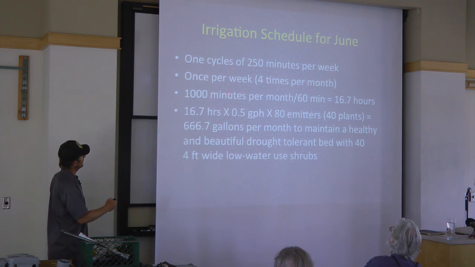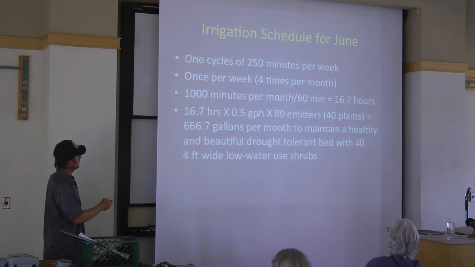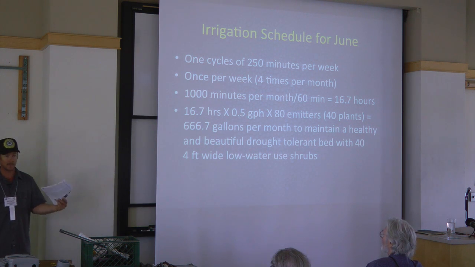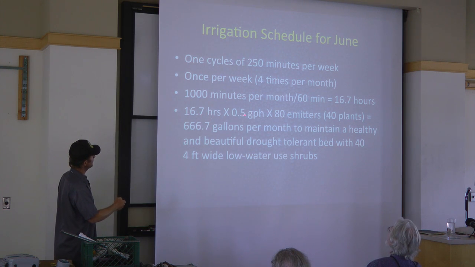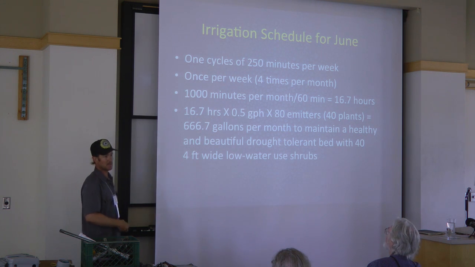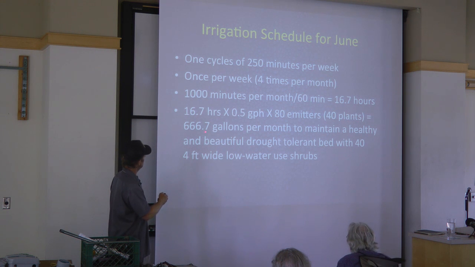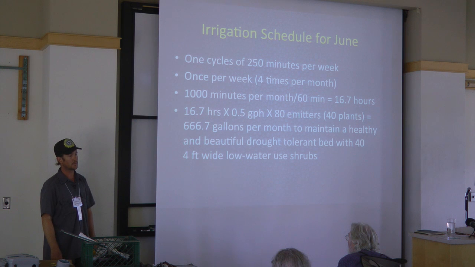Well, we can do a little math here. 1,000 minutes per month divided by 60, 16.7 hours per month. But let's think about how much water we are really using, because 1,000 minutes sounds like a lot. Sounds like we're using a lot of water, right? Well, okay, 16.7 hours times ½ gallon per hour. And let's say we had 40 plants out there, and each of them have 2 emitters. Well, that means there's 80 emitters. Oh, 667 gallons for a month. It's not bad.